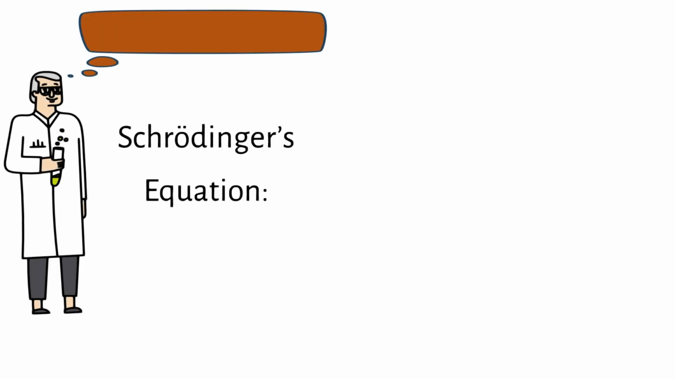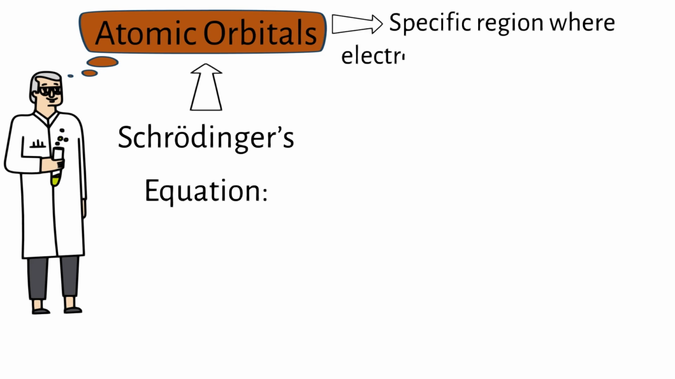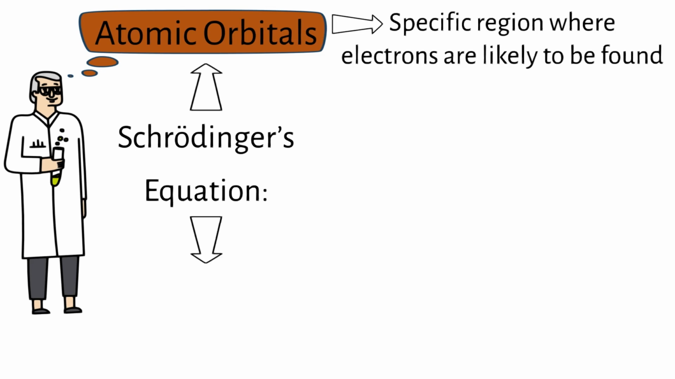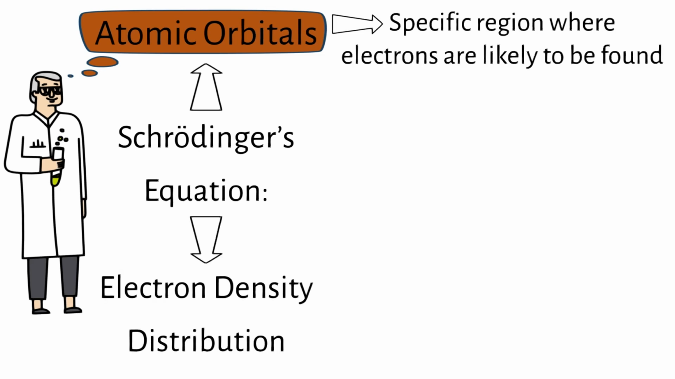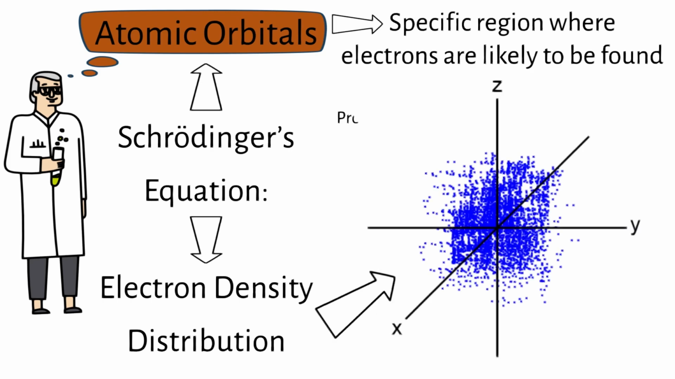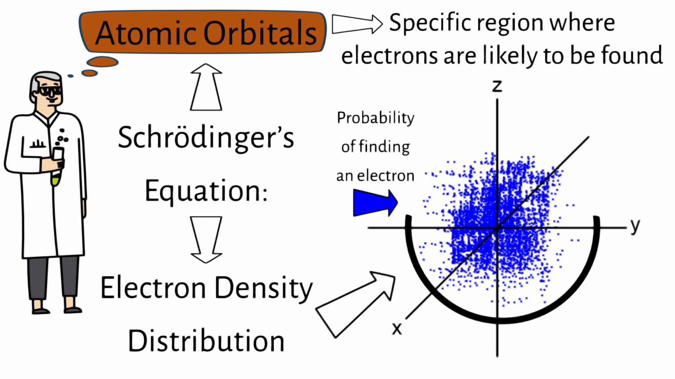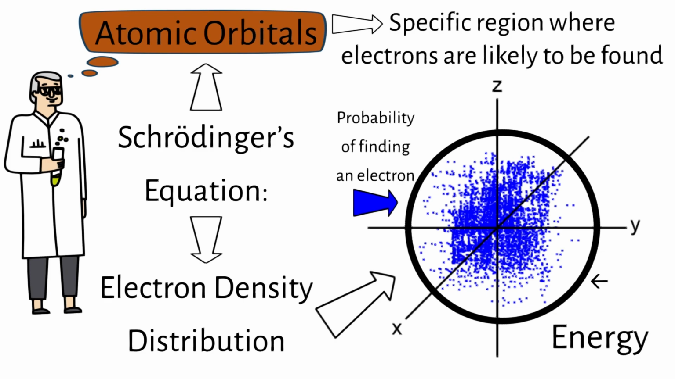It's from Schrödinger's equation that scientists get the concept of atomic orbitals, which are specific regions where electrons are likely to be found. Schrödinger's equation provided an electron density distribution, which is a probabilistic view of where electrons can be. When you look at the density distribution, a three-dimensional shape is clear, and that shape is the atomic orbital, which also has energy associated with it.